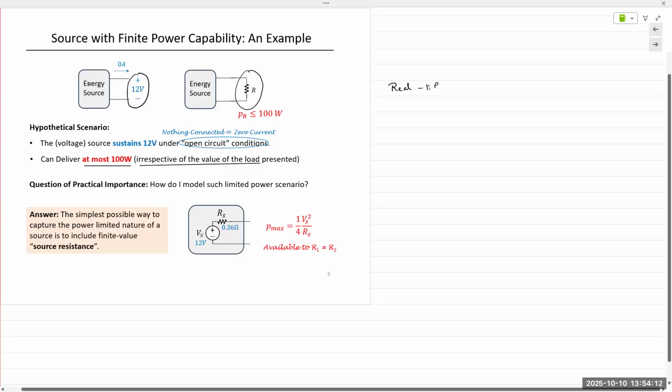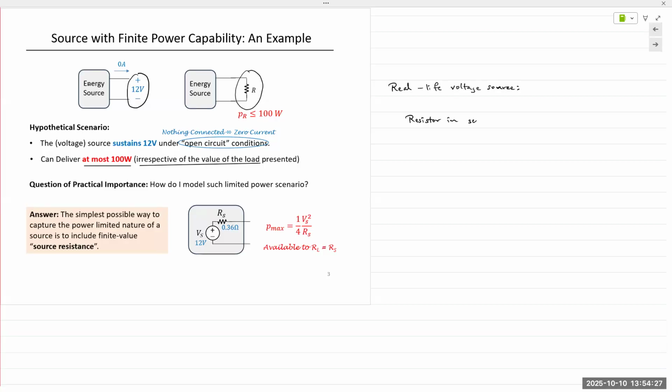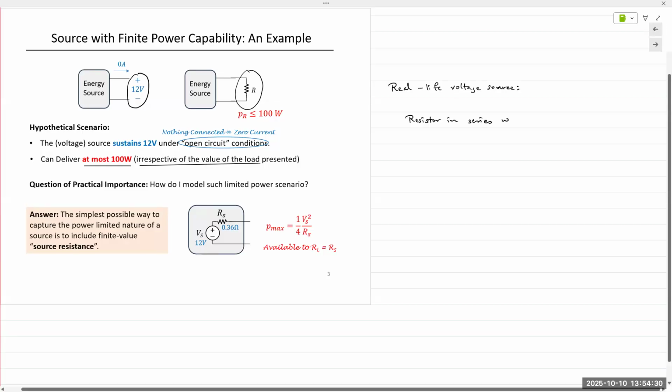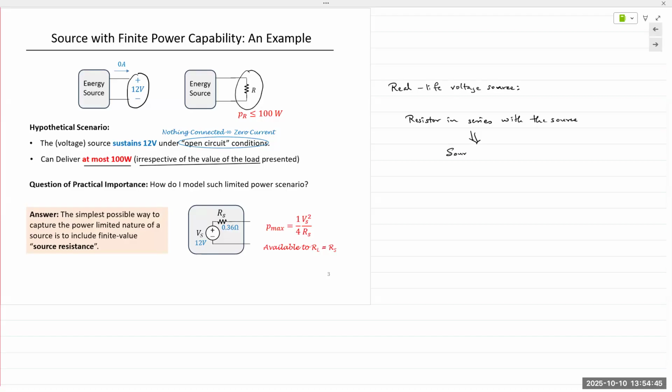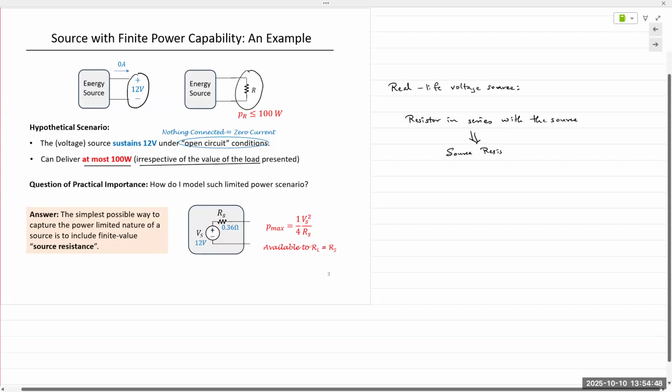So real life power supplies or real life voltage sources will have a resistor in series with the source. This is known as the source resistance or the series source resistance. This is the only way we can actually model a real life power supply.